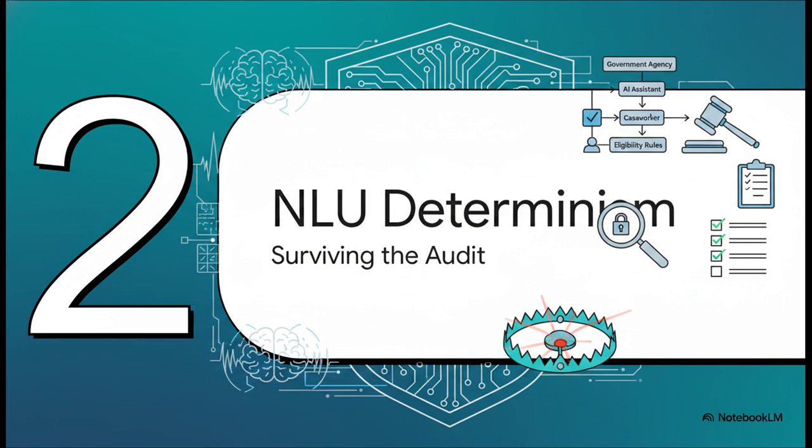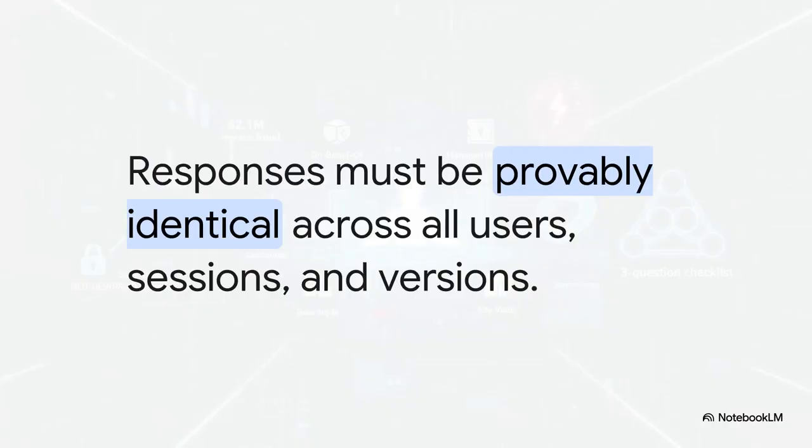Moving right along to Section 2, NLU determinism and surviving the government audit. Govern Global was tasked with building an AI assistant to help caseworkers look up eligibility rules for a government agency. Sounds pretty straightforward, right? Until the legal team gets involved and lays a massive trap for overeager developers. Their strict requirement was this. Every single response the AI system gives must be provably identical across all users, all sessions, and all future system versions. On the exam, this scenario is a classic trap.